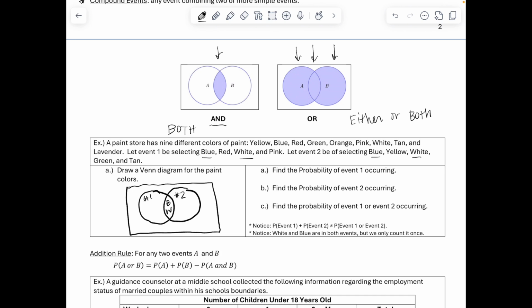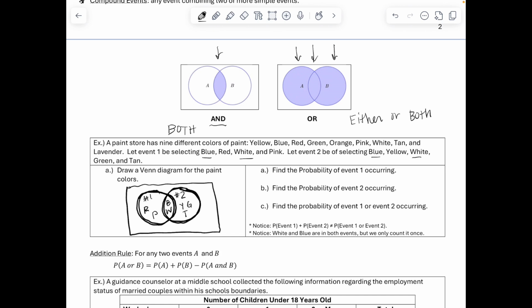So now event 1 is selecting blue, red, white, and pink, but I already have blue and white in the circle for event 1. So that means I just need to add red and pink. And it goes inside the circle for event 1, but not in the overlap part. Likewise for event 2, you already have blue and white in that circle. And so we just need to add yellow, green, and tan. So yellow, green, and tan. And so this represents all the colors for event 1 and event 2.